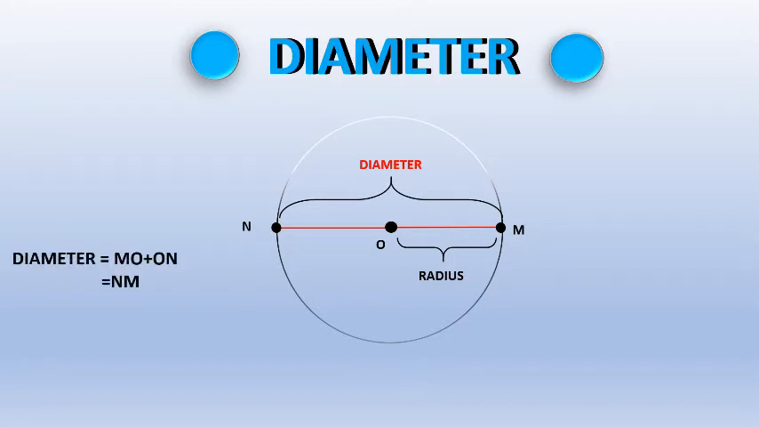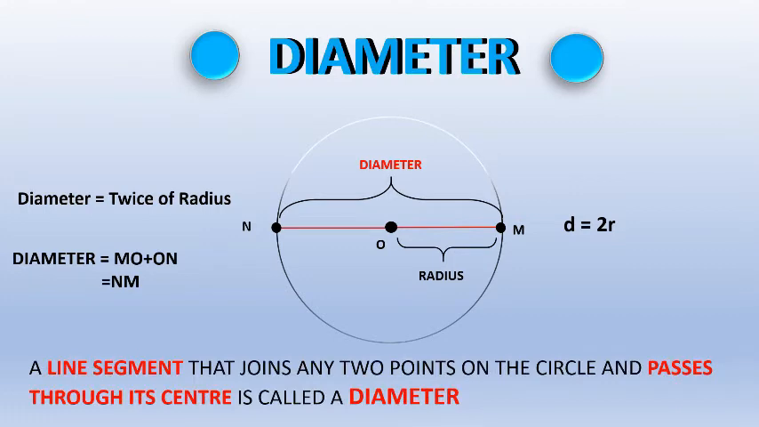Now what is diameter? A diameter is basically twice the radius, just double the radius, or you can say D equals 2r. D is for diameter and the small r is for radius. Now what is the definition? A line segment, that is NM, that joins any 2 points on the circle, and the 2 points according to this figure are N and M, and passes through the center, that is O in this circle, is called a diameter. I hope you have understood.